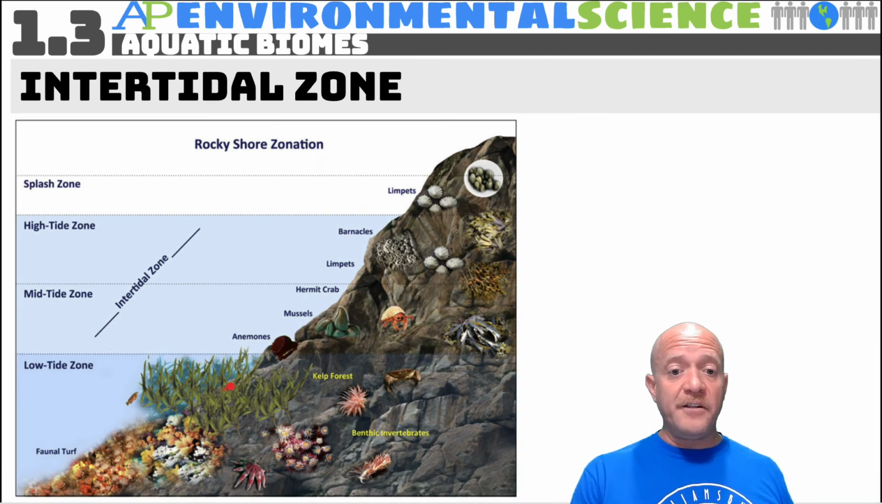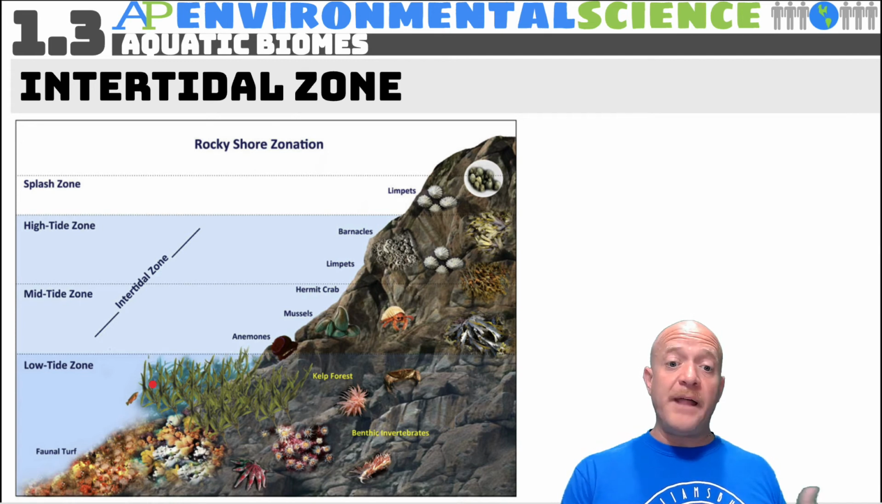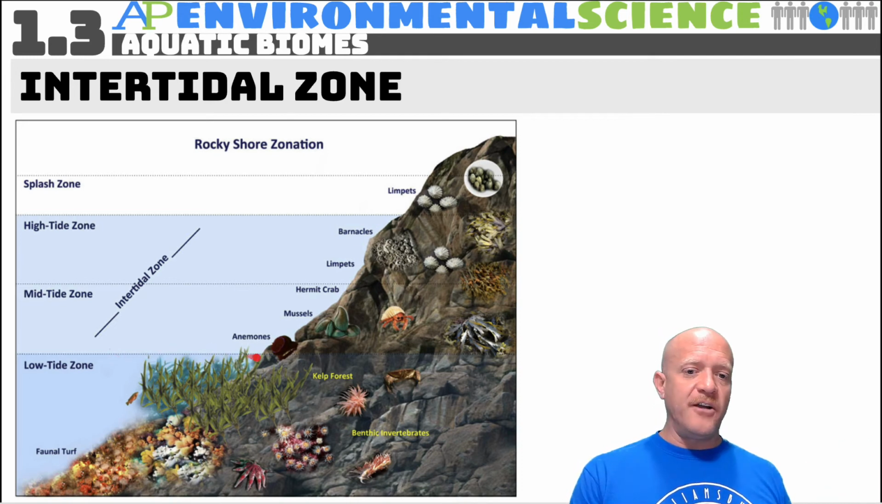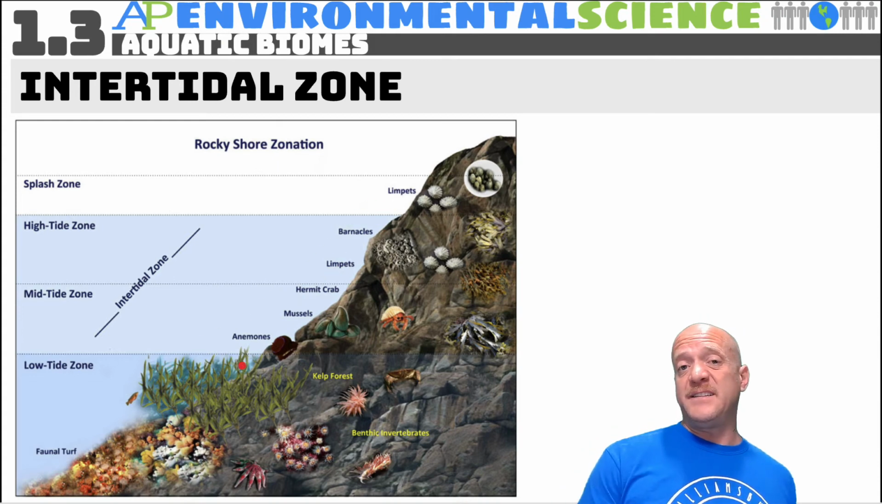You also have the low tidal zone. You will have plants that will be submerged, and they'll have access to stronger levels of sunlight at lower tide, and at higher tide they might not photosynthesize as much.